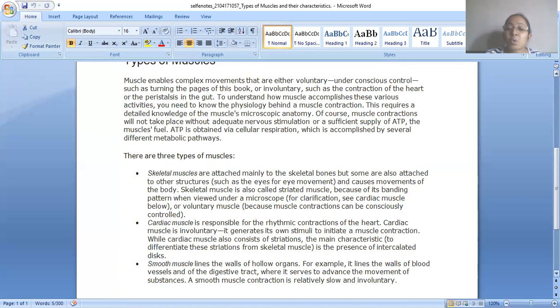The skeletal muscle is also called striated muscle because it has striations in it, because of its banding pattern when viewed under the microscope.